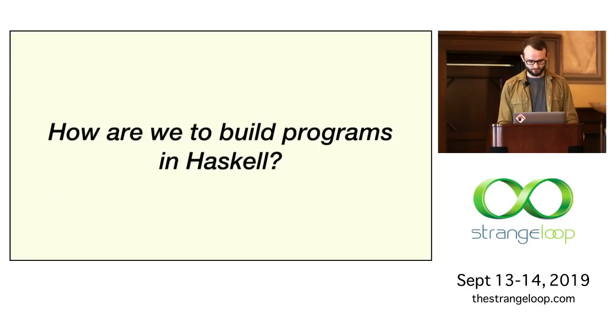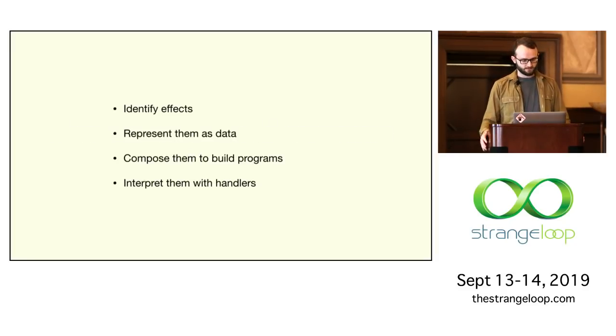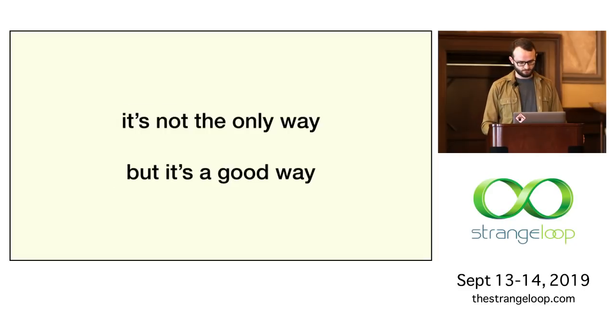And so it's time for me to wrap up. I'll go back to the question I posed originally, which is how do we build programs in Haskell? In my decade-plus writing Haskell, this is the methodology that's worked best for me. I identify my effects, I represent them as data, I compose them as needed into a DSL, and then I compose handlers with fused effects to execute that DSL.